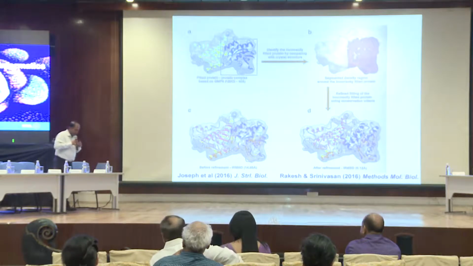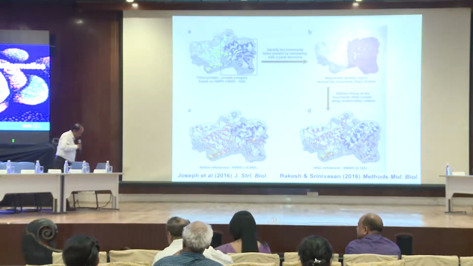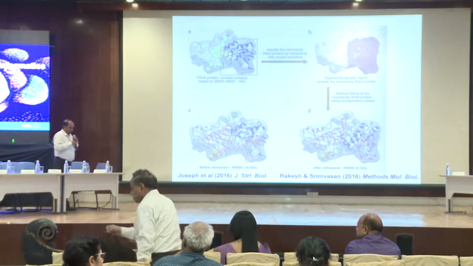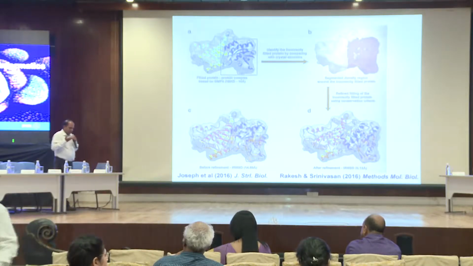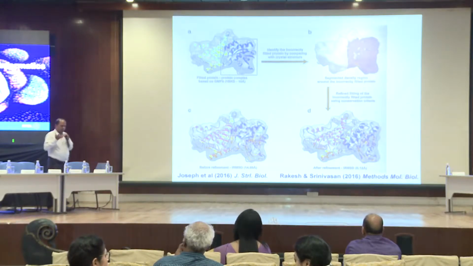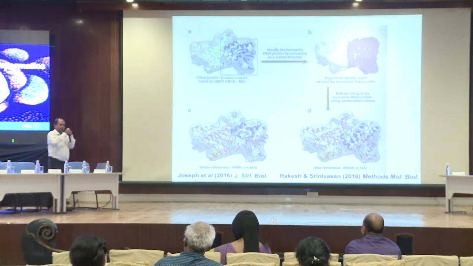I think I have to continue. The time is running out. So what is learned from protein-protein complex crystal structures is that the interface of the two proteins has residues that are reasonably well conserved.